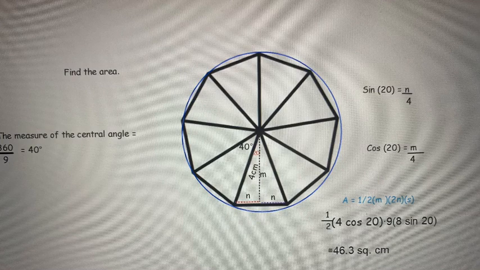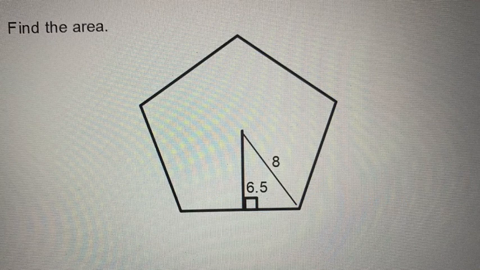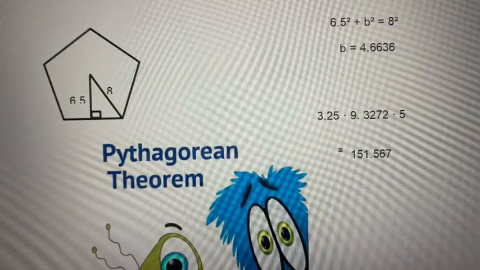Pause the video and look at the work done here, and then restart it when you are ready to move on. Next, we're going to find the area of a pentagon. What are we missing? Well, we're missing a measure of one of the sides, but I can tell you, I can use the Pythagorean theorem.